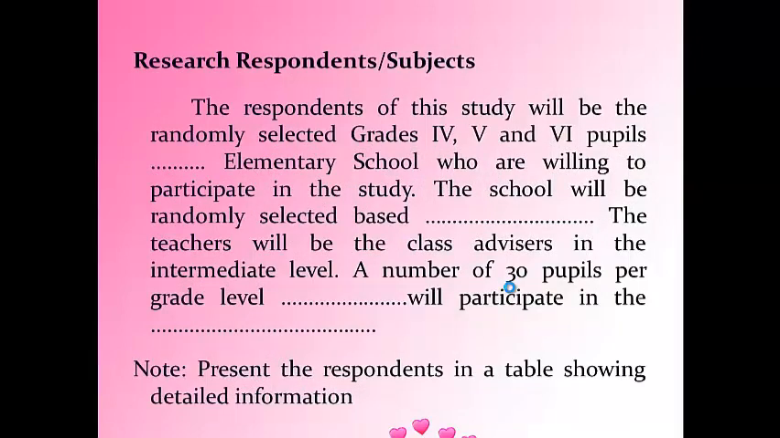Research respondents and or subjects. When the research units are human, they are most often referred to as respondents, participants, or proponents. But when they are animals, they are commonly referred to as subjects. We need to identify the units studied and how it is being sampled. Here, you have to tell the number of participants and how they were selected.